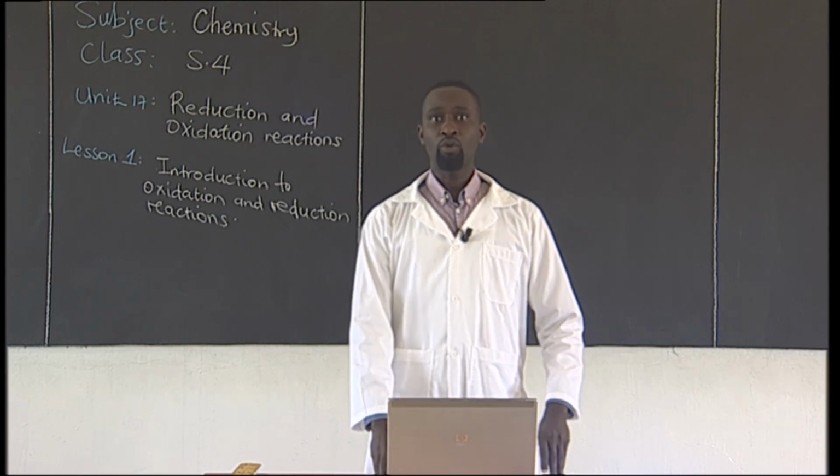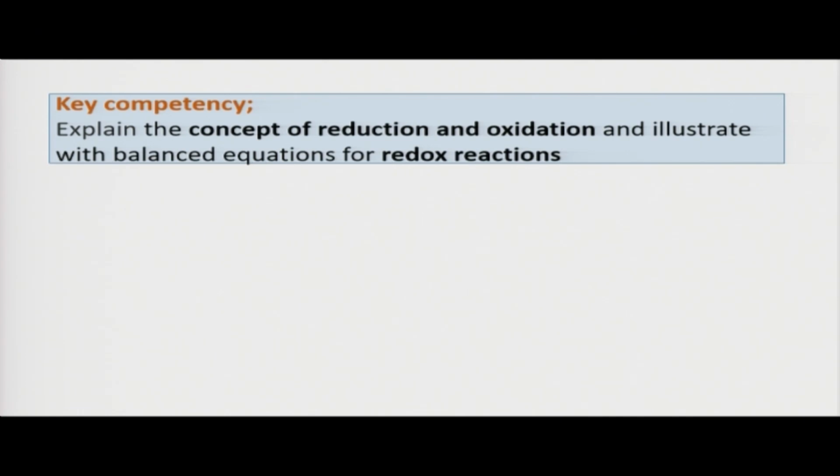As usual, I always start with giving you the key competence for you to have an idea on what is expected of you throughout the unit. So, under Unit 17, which is about reduction and oxidation reactions, we have one key competence which you should not miss, and that is explain the concept of reduction and oxidation, then illustrate with balanced equations relating to redox reactions.